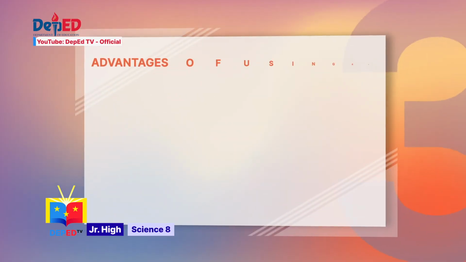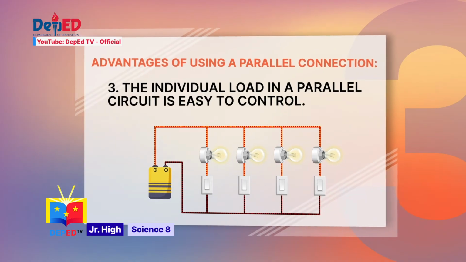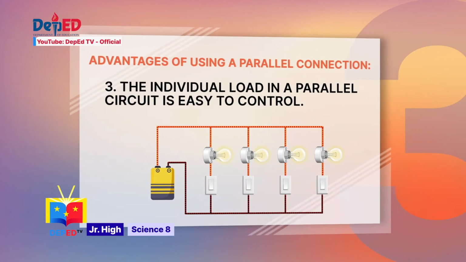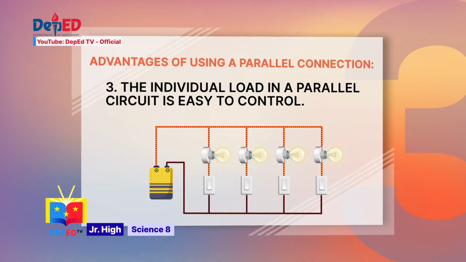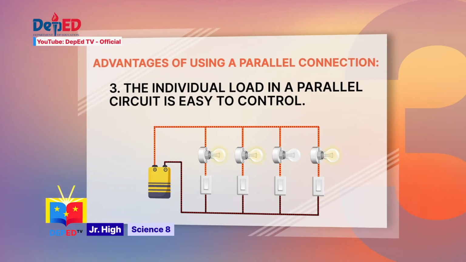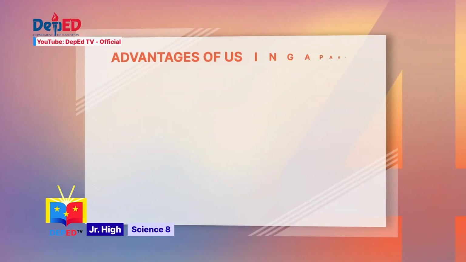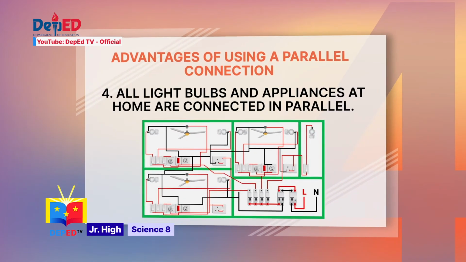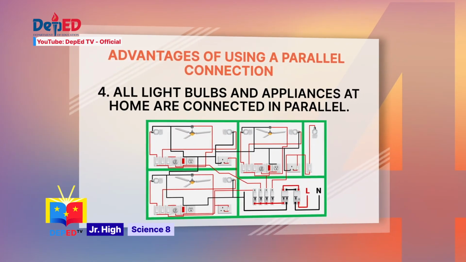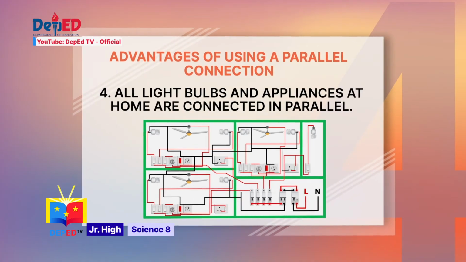3. The individual load in a parallel circuit is easy to control. Each load has a connecting wire for the current to flow, and each may have its own switch. Even if you switch off one bulb, other bulbs are not affected. Lastly, all light bulbs in appliances at home are connected in parallel. Switching off some appliances does not affect other appliances.